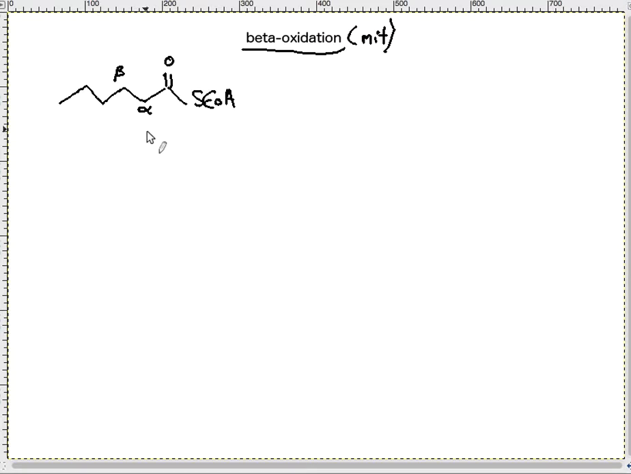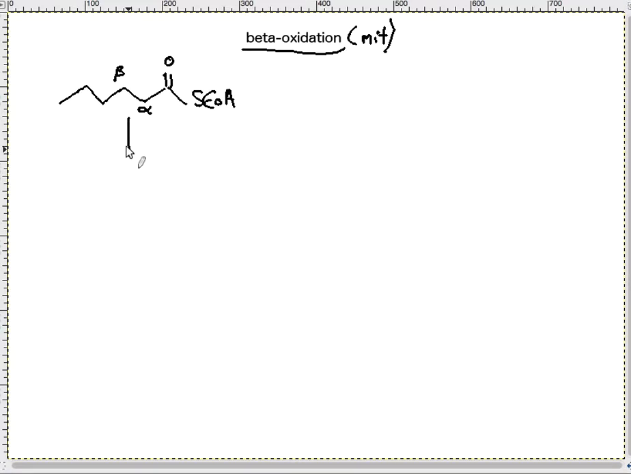In essence, what we're going to do is we're going to oxidize this area around the alpha and beta carbon to generate a carbonyl group on the beta so that we can chop away an acetyl-CoA and leave us with a shorter acyl-CoA, shorter by 2 carbons.